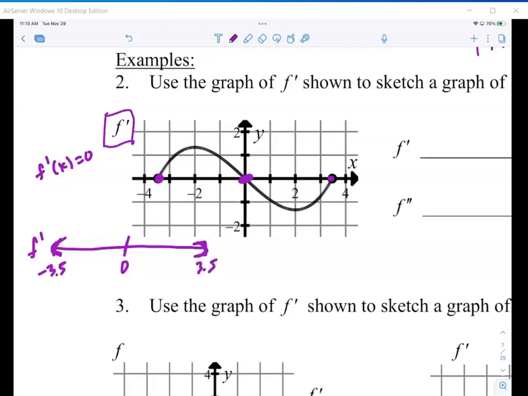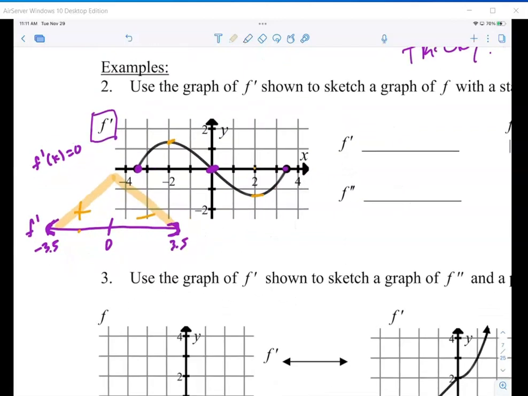Now remember, we would do test points. If I did a test point here, let's test -2. If I plugged it into f prime, I'd get a positive. Let's test +2. If I plugged it in, I'd get a negative. And so I know that my original graph goes increasing, decreasing. That's what it does, from my sine line graph.